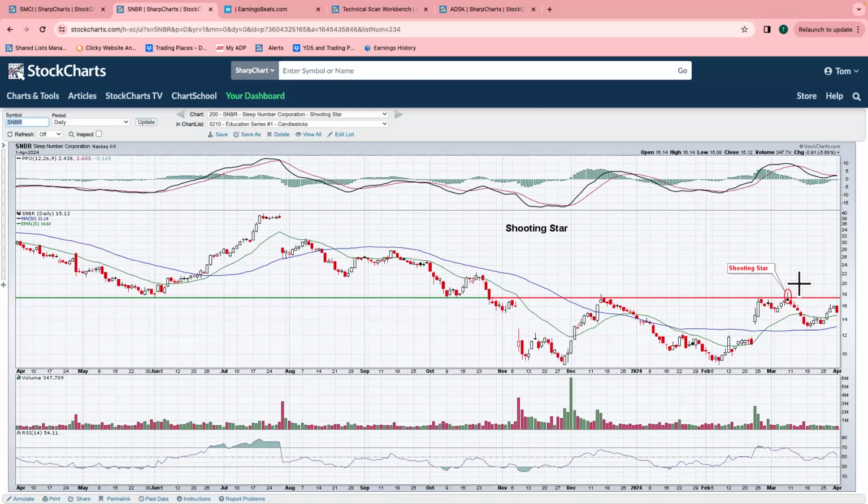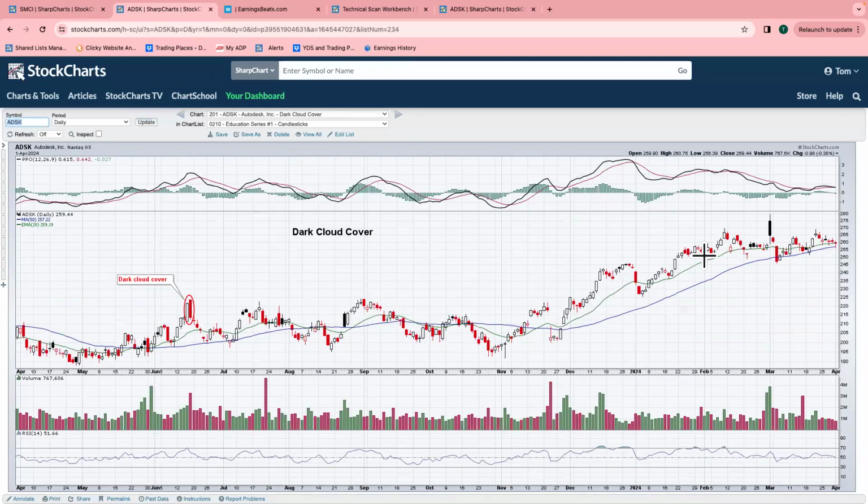I don't care if it gaps up the next day. That candle tells me that my risk is exceedingly high holding on to this stock. You'll never have a guarantee in the market, so all you can do is evaluate risk. If I see that, I think the risk is to the downside. If I'm in a long, I want out.